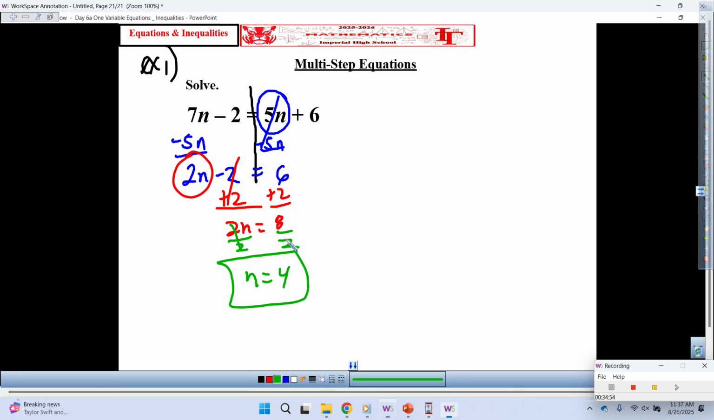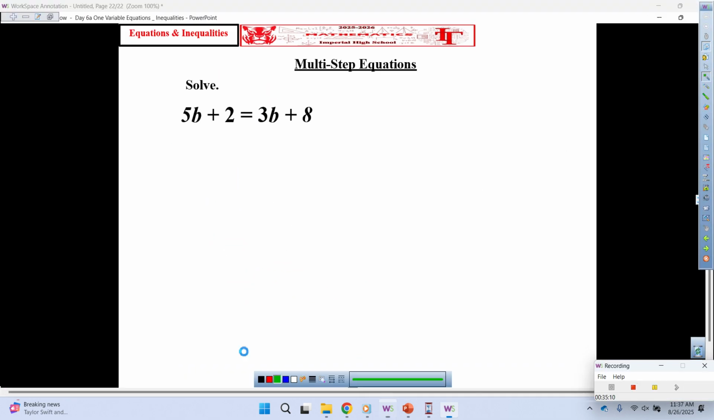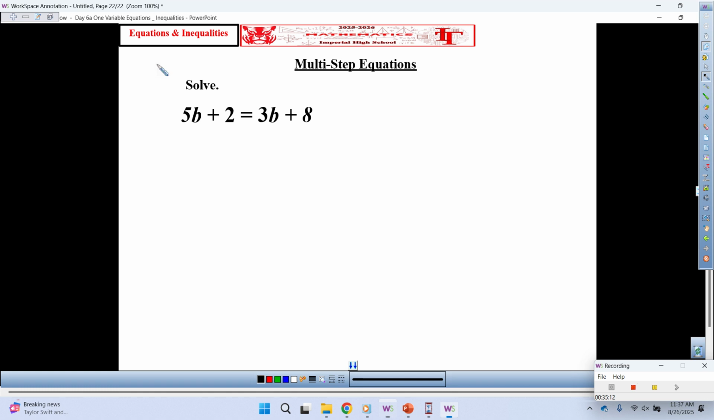How are we doing? All right? So that means you can do one of these by yourself, yeah? All right, copy this next one, please. Example 2. 5b plus 2 equals 3b plus 8. Solve that. Go.